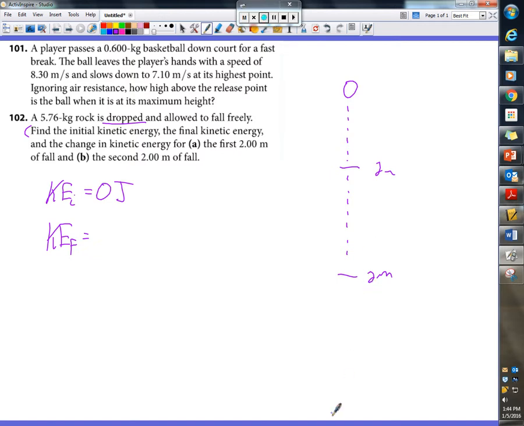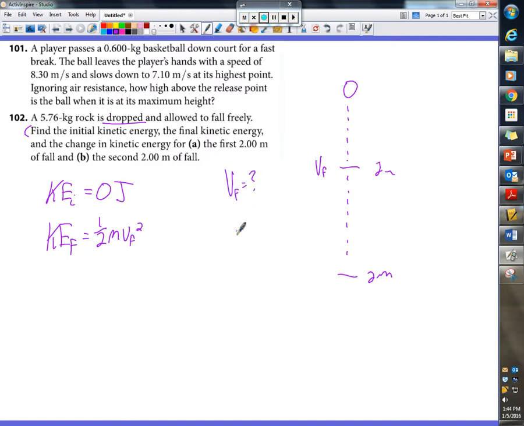So now KE final for part A here could be 1/2 m v final squared. Now we have a mass, we do not have a speed though. So that's tricky. We want to know the speed right here. That's the VF that I'm referring to. So anytime we don't have a speed, but we have a distance it fell, we know that it's falling at a rate of 9.8 meters per second squared, and it was dropped from rest. So we gotta go back into our bag of kinematics equations and solve for V final.